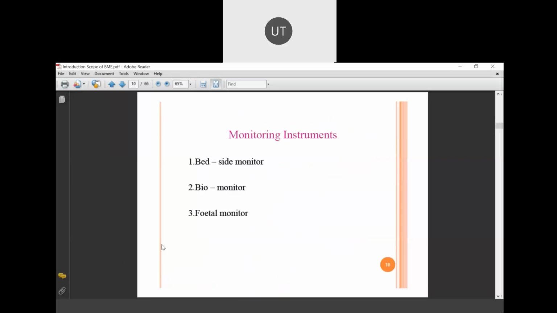Then monitoring instruments. The bedside monitor, biomonitor, or fetal monitors. Bedside monitor means the instruments used mainly for monitoring purposes. The main purpose of the instruments in this case is monitoring. So fetal, what is meant by fetal? Fetus. What is the meaning of this word, fetus? Any of you can tell me?